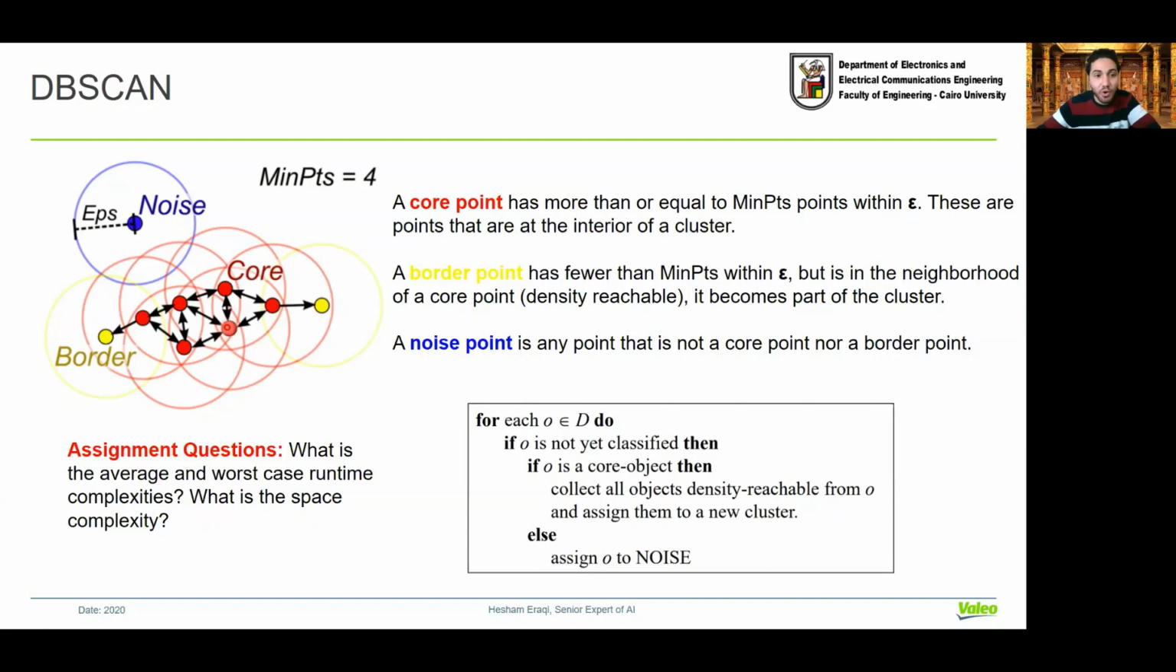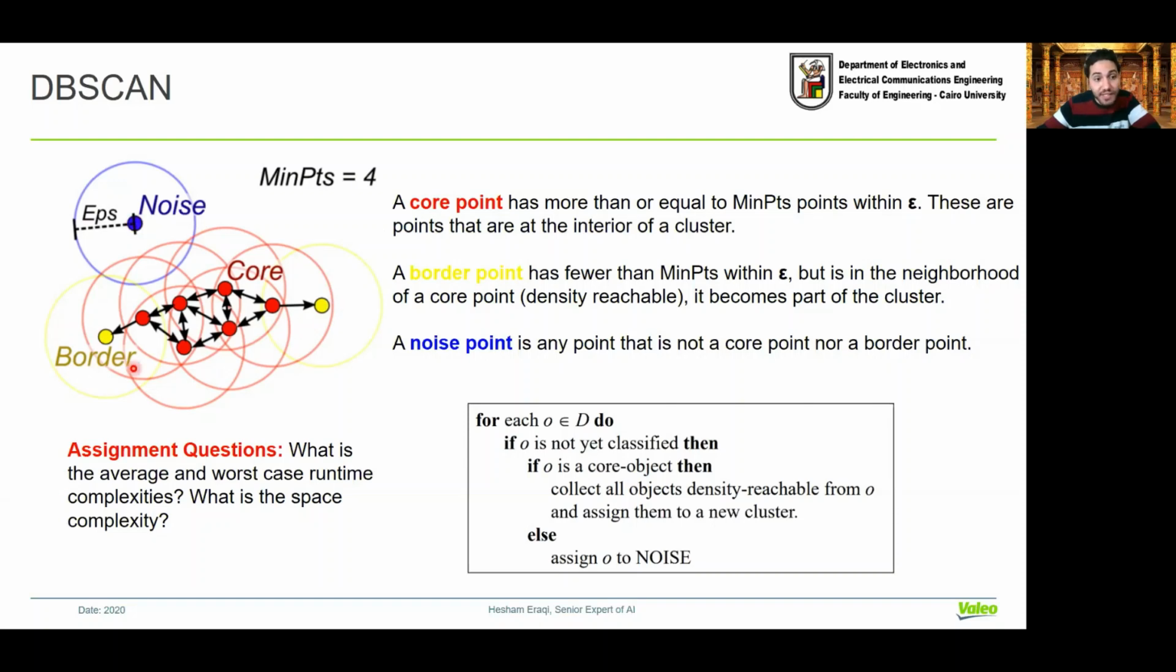And in the second iteration, this is the point O. Is it a core point? Yes, it's a core point. So let's loop over all the points, classified and not classified, and check whether they are density reachable from O or not. So this is density reachable from O. This is density reachable from O. This point is also density reachable from O. This is the same. But this is not density reachable from O.